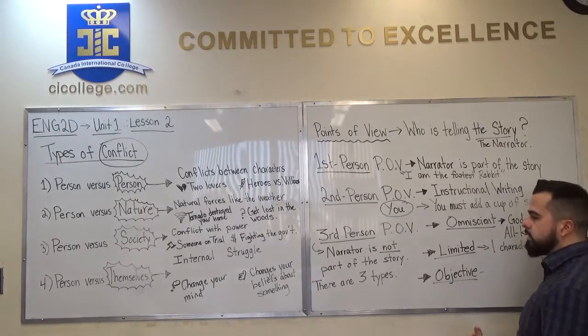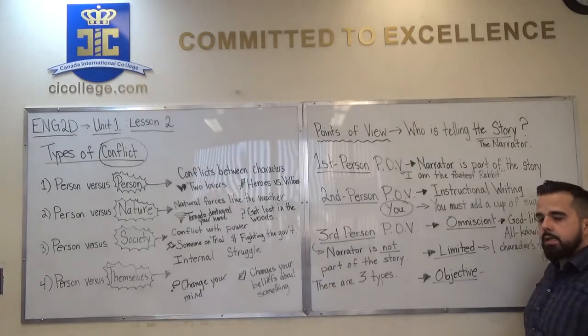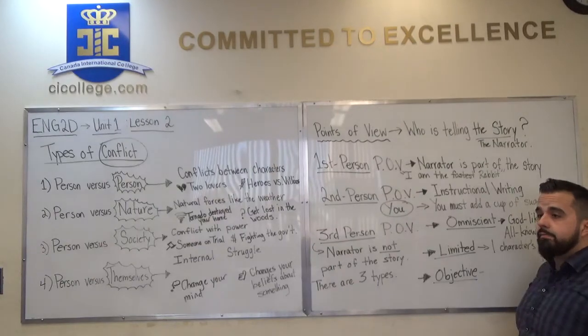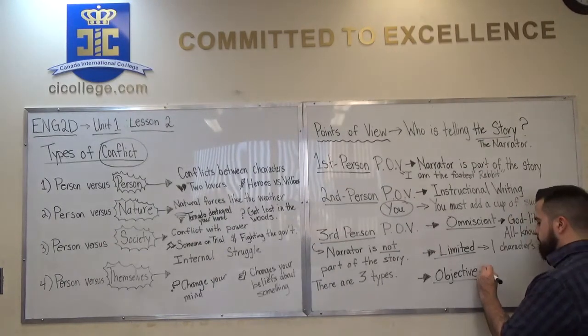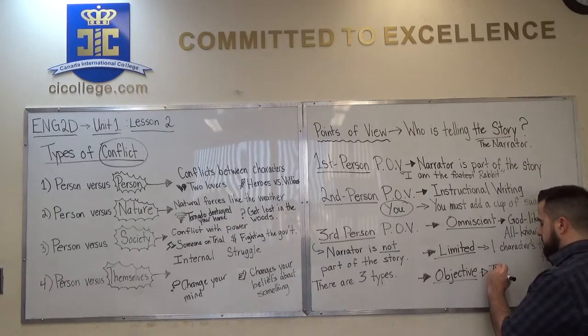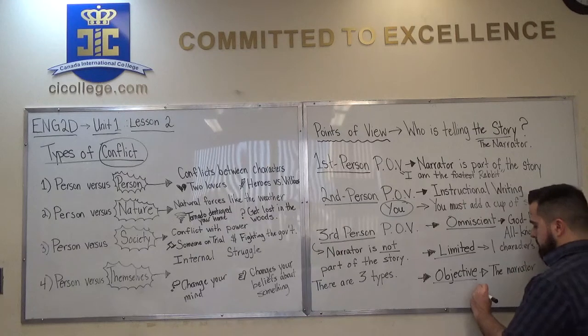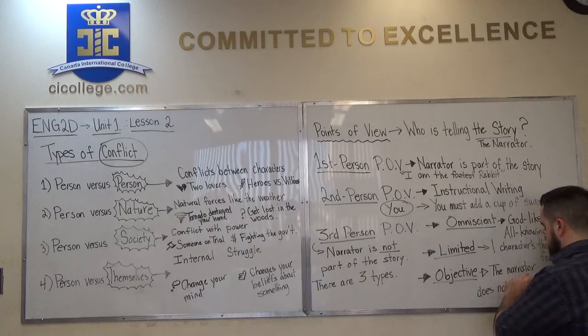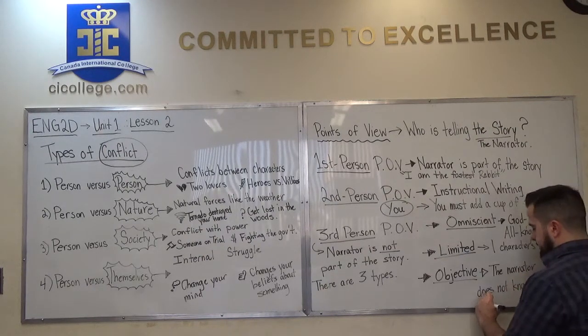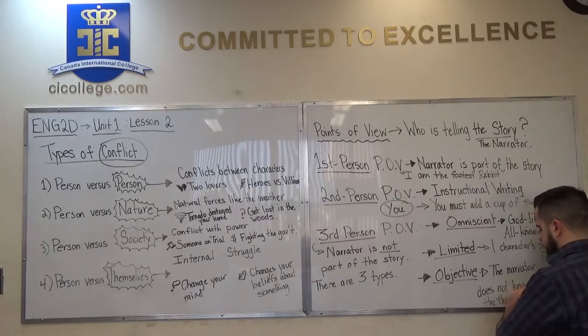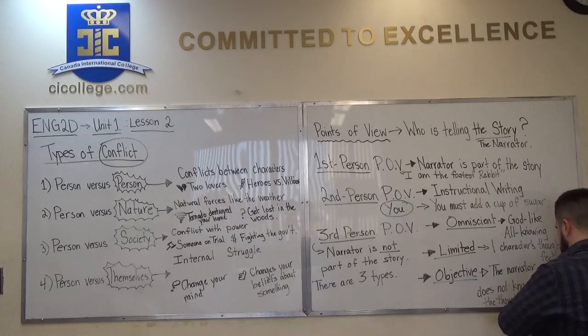So when you're reading a story and you don't know what the main character's thoughts and feelings are, or you don't know any of the character's thoughts and feelings, you're probably reading an objective point of view, where the narrator does not know any of the thoughts and feelings of any character.